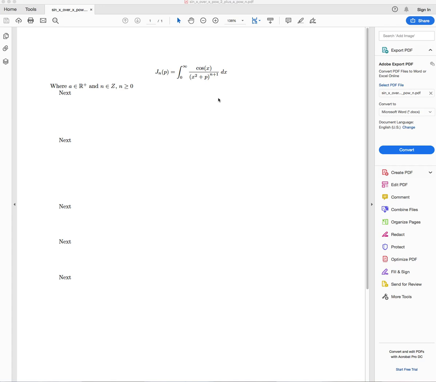In this video, we're going to be covering another definite integral. In this case, it is J_n of p, which is the integral from 0 to infinity of cos of x over (x squared plus p) to the power of n plus 1, where p is a positive real value and n is an integer that is greater than or equal to 0. So another way of thinking of that is just n plus 1 is a natural number.